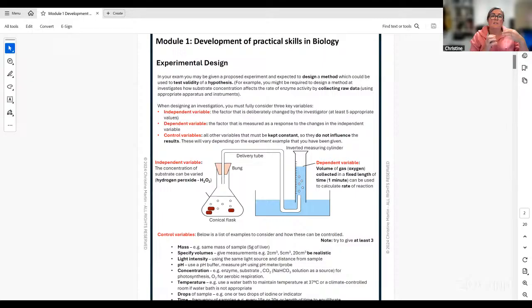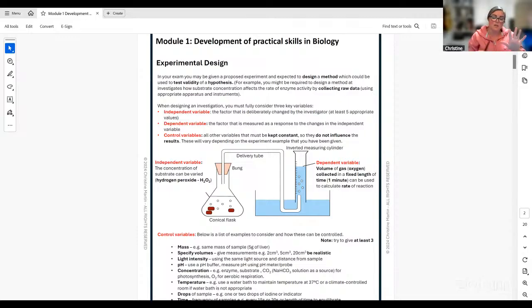Whenever you are given a practical, whatever that practical may be, the first thing I would always suggest you do is think to yourself, right, what is the independent variable of the practical they have given me? What is the dependent variable? What am I measuring? For example, in this case, I've said that the independent variable is the concentration of the substrate, hydrogen peroxide. If I was answering a question about this, I would need to say that my independent variable is the hydrogen peroxide concentration.